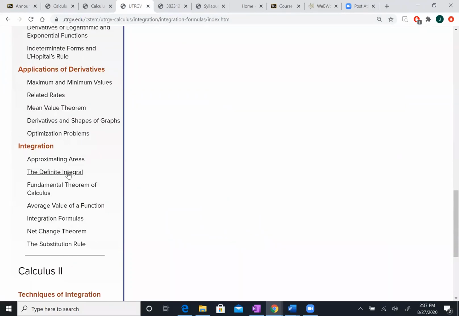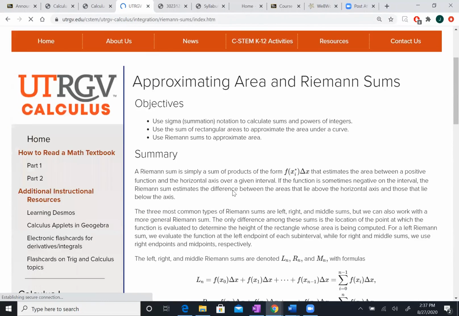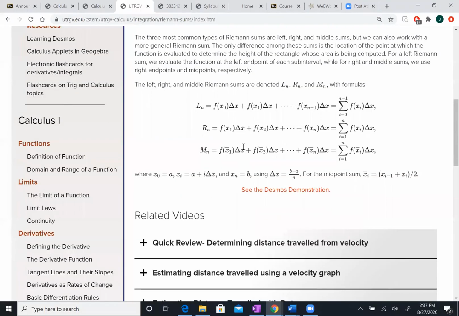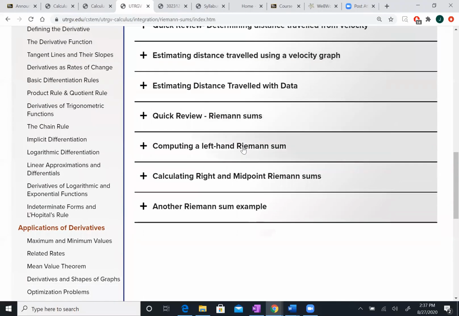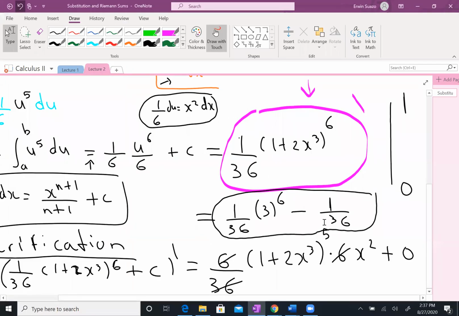So we had done fundamental theorem of calculus, definite integral, integration formulas. So we're doing now substitution rule. So let's do approximation. That's where we're gonna go back, okay? So you have here left, right, and middle, but we're gonna talk about left Riemann sum and right-hand Riemann sum, okay? And you have a lot of videos here in case you wanna practice. So we're gonna do an easy one.